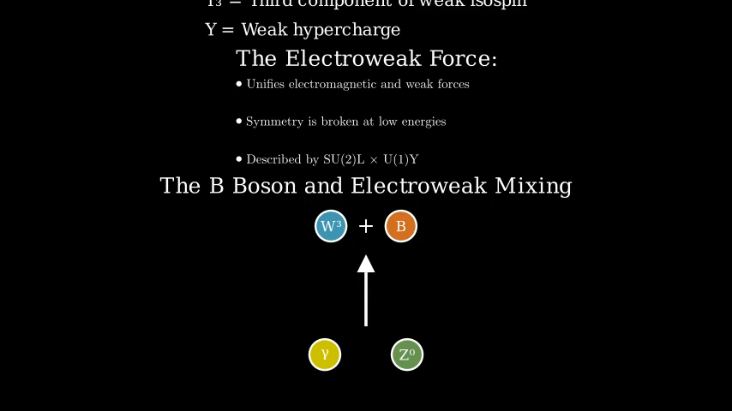Through this symmetry breaking, the W+, W-, and Z0 bosons acquire mass through their interaction with the Higgs field. The photon, on the other hand, remains massless because it doesn't couple to the Higgs field in the same way. This mechanism is also responsible for giving mass to the fermions, the quarks and leptons, through Yukawa interactions with the Higgs field.